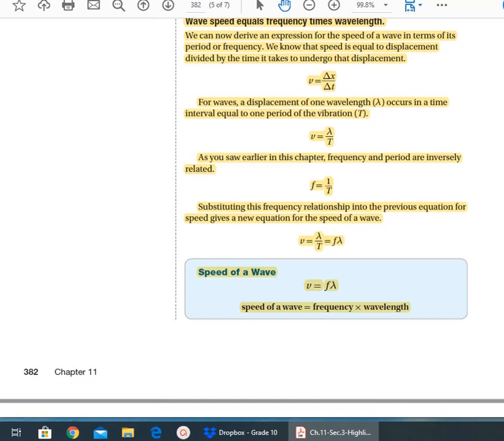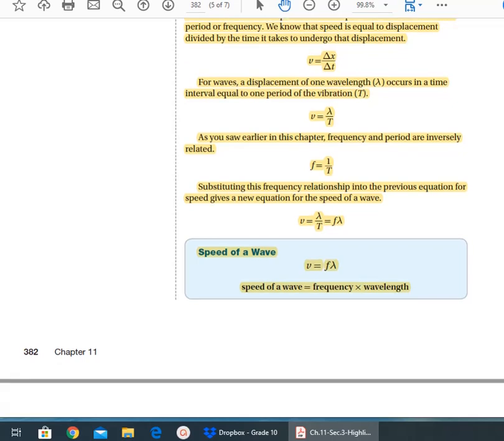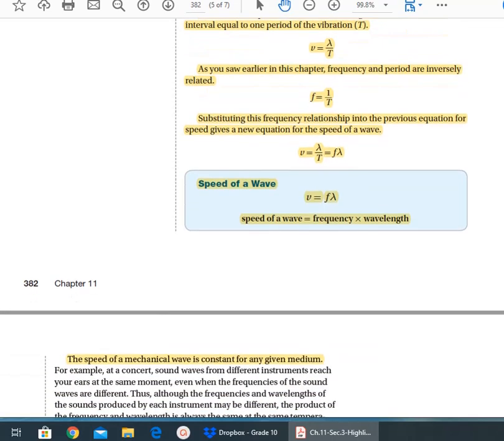Now you took this relationship before, which is frequency as the reciprocal of a period, or the inverse, or 1 divided by the period. You can substitute 1 over T with frequency according to this relation to get the final form of the wave speed, which is frequency multiplied by wavelength. This is the second speed of wave formula.